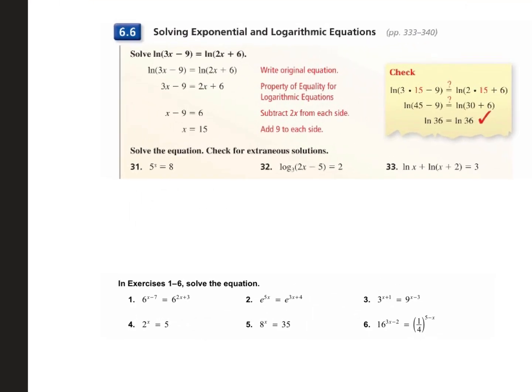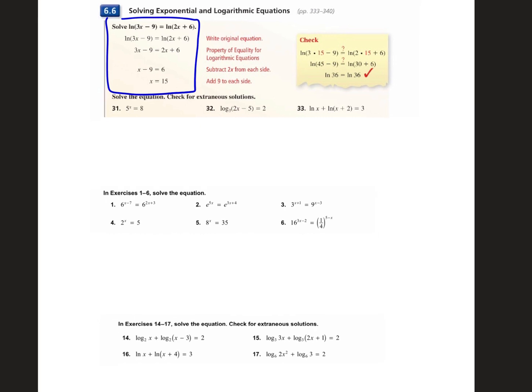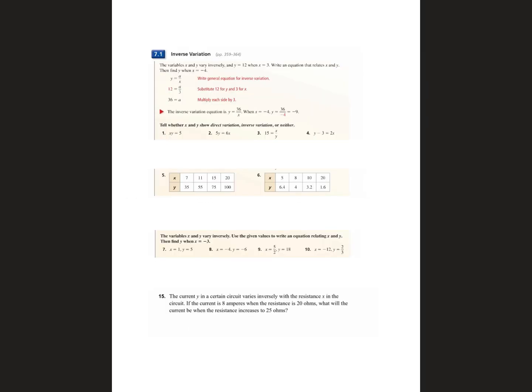Same with 6.6. The next one has an example here too. That's already done for you. You guys got to do the rest of them.